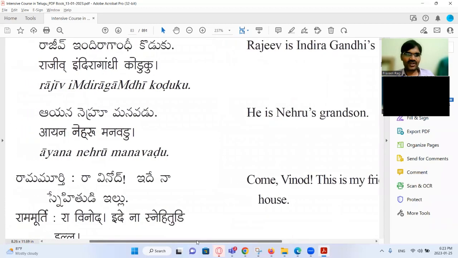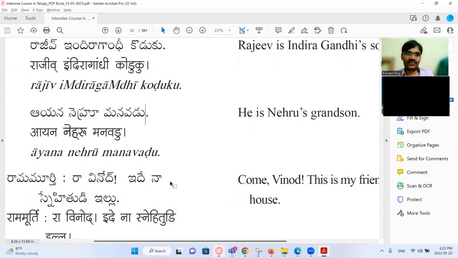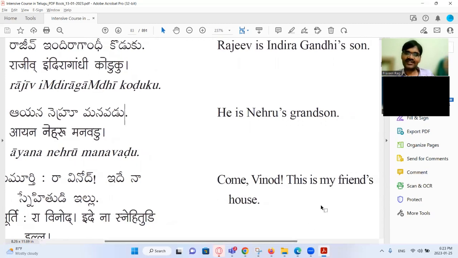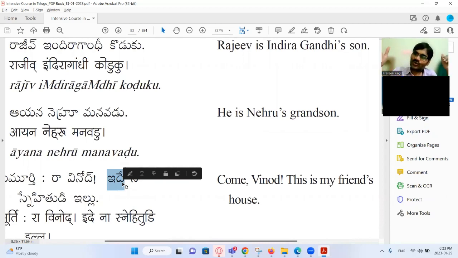Next we have Ramamurti. He is telling Vinod, ra Vinod ide na snehitudu. Come Vinod. Come means ra. This means idi, ikkada chudandi. But here we use ide. So ide we use to emphasize. This is the one, like that. When we use this ide while showing with the hand, instead of saying idi na snehitudu illu, we can say ide, like emphasizing. Not this one, not that one. Ide, like that. So ide, ade, it emphasizes the thing which we are showing. Okay? Ide na snehituni illu.